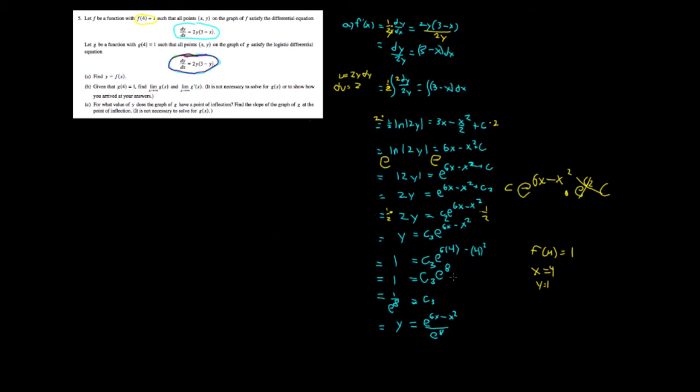And so what you do now is divide or multiply by 1 over e to the 8 on both sides. Let's put this right here. e to the 8.